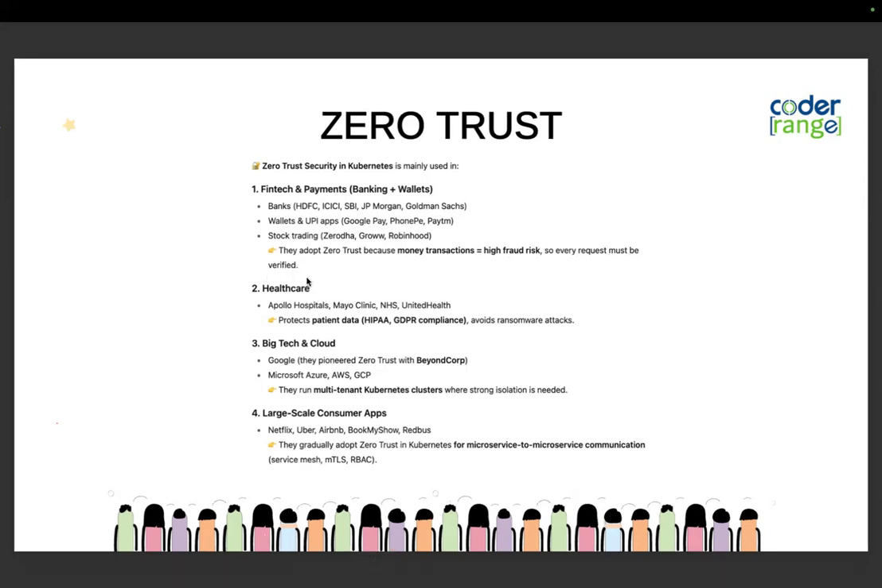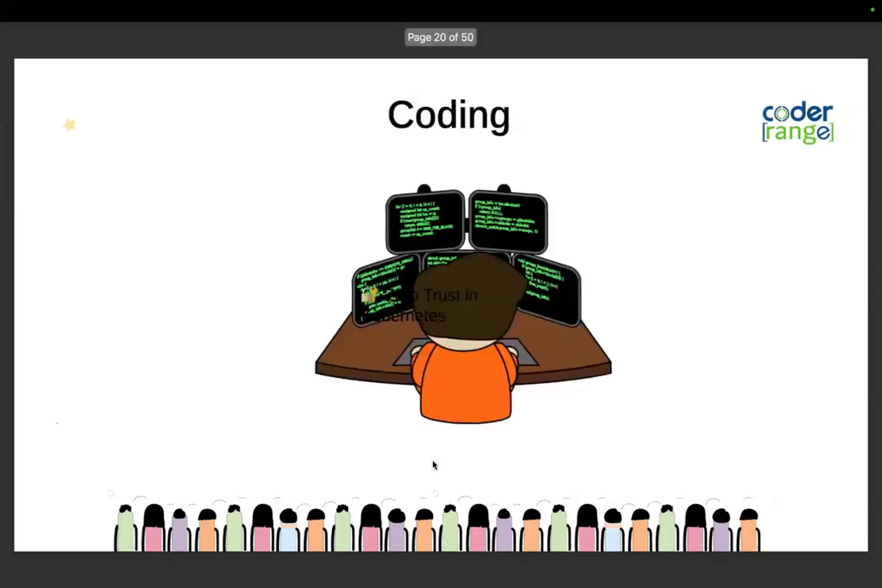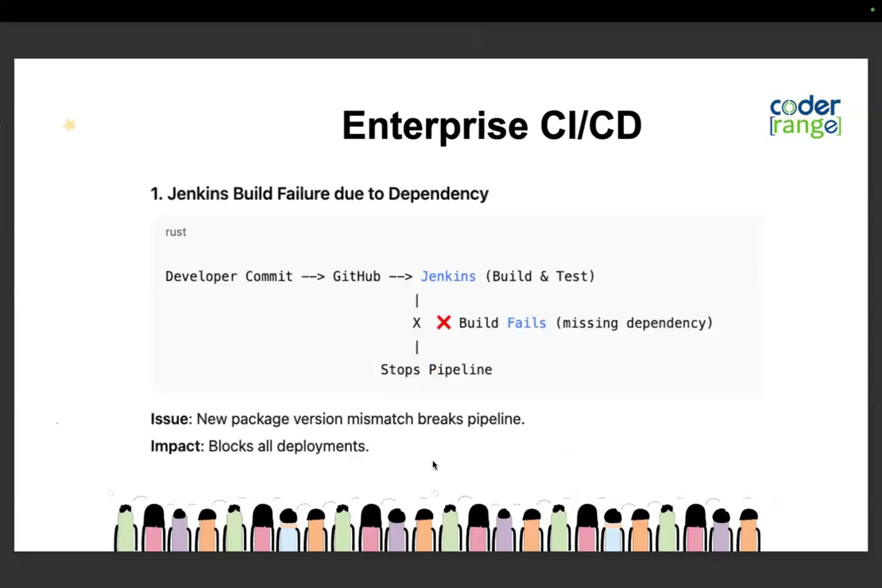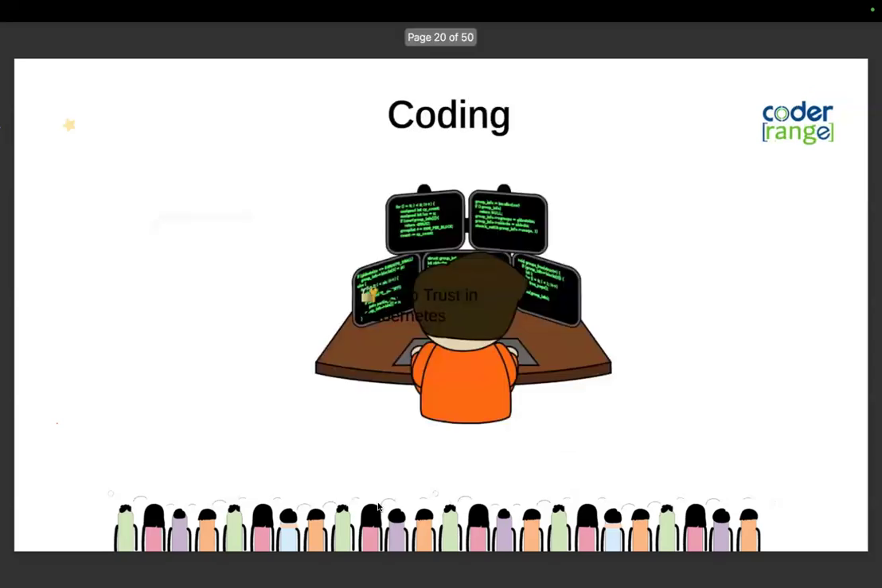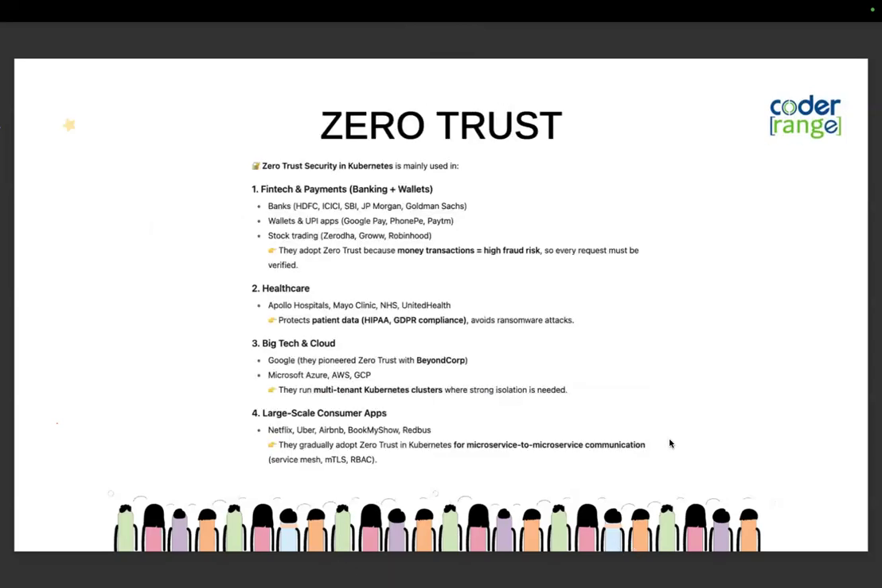Even healthcare, Apollo Hospitals and patient data. Big tech and cloud also, Google uses BeyondCorp. Most of the organizations, Netflix and others, have adopted zero trust in Kubernetes, even for microservice to microservice communication. They've implemented it so that everything is secured here. There is a lot of security that they've implemented. Okay, so going further into security, we'll discuss the security.